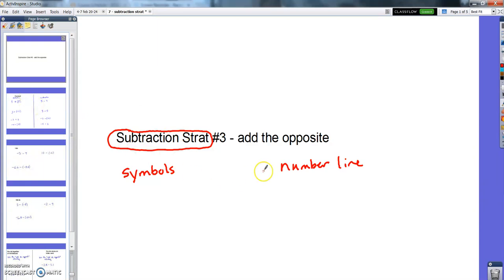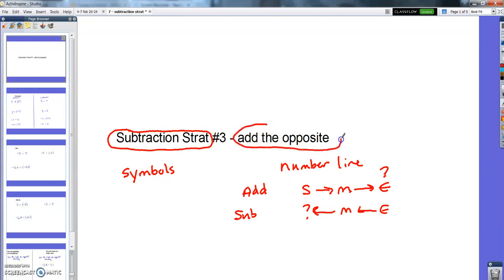Alright, so before I get to my connect page, the number line strategy, if you'll remember when we added with number lines, we did start, move, end. And when we subtracted, we really did the same thing, except we knew the end and we knew the move. And instead of trying to figure out where we end, we tried to figure out where we would have started. So the add and the subtract strategies were kind of the same thing in reverse with the number line, and that's going to be the same thing here. It's sort of a do the opposite thing of addition strategy here today called add the opposite.